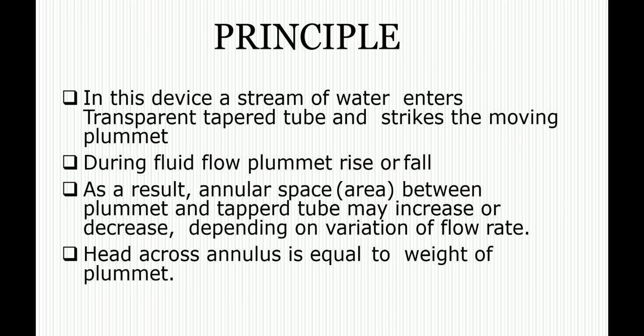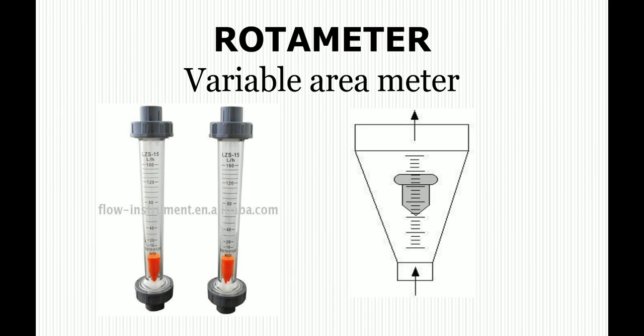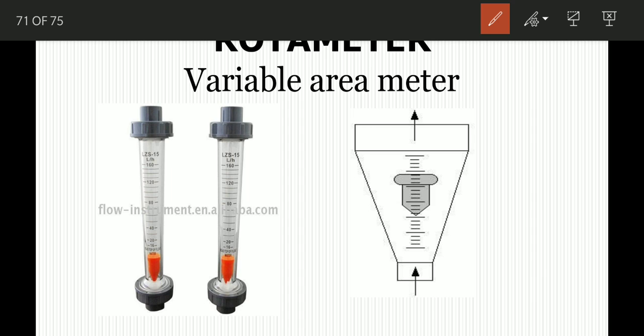Now come to the principle. A rotameter consists of a vertical tapered and transparent tube. Here you can see it is a vertical tapered transparent tube in which a plummet is placed. This yellow colored thing is a plummet.